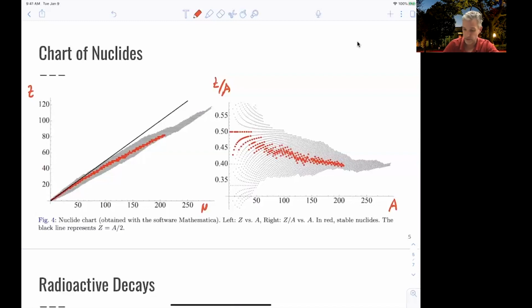One way to look at it is, for example, here I plot Z over A, so the number of protons over the sum of the number of protons and neutrons, Z plus N. And you see that most of the stable nuclei, with the exception of the ones with very small mass number, have fewer protons than neutrons. So there is an excess of neutrons. This can also be seen here. The stable nuclei are typically on or below this axis where Z is equal to N.